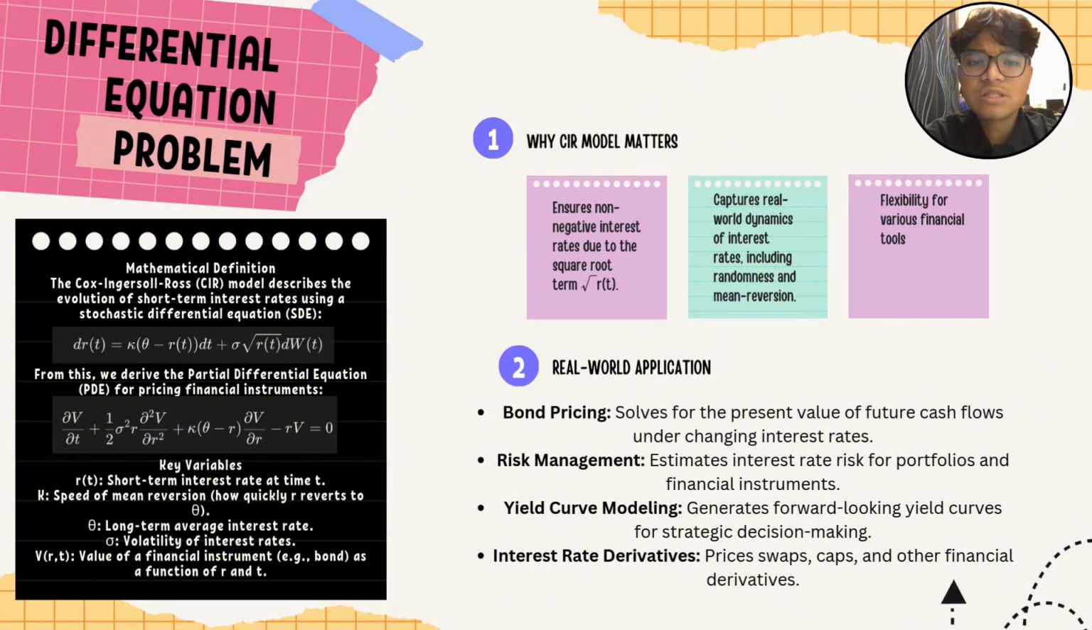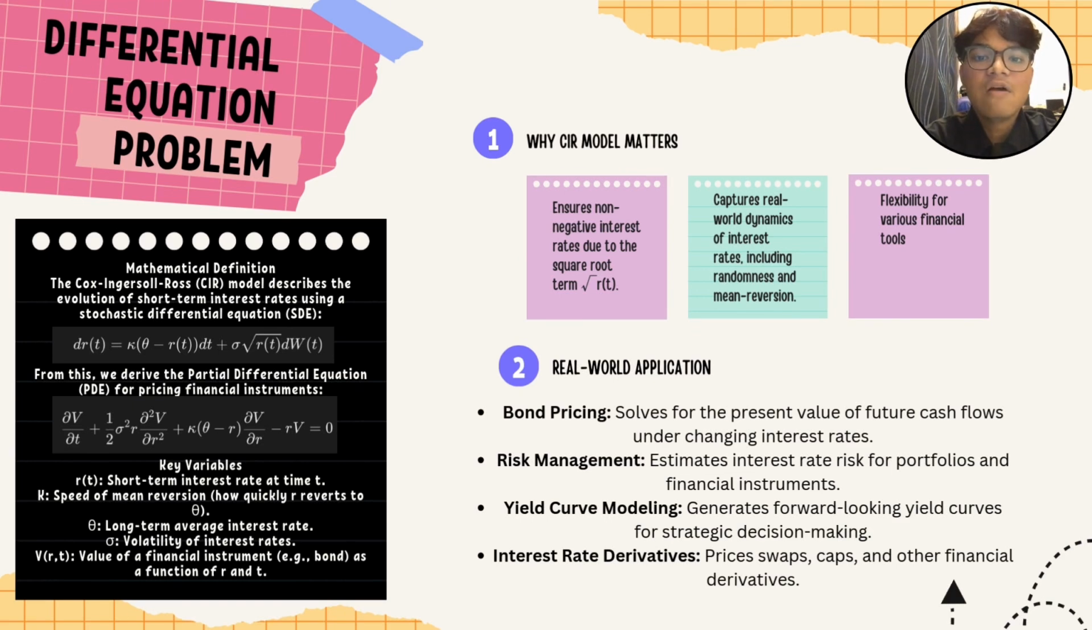So, why do we use the CIR model? The first one is non-negative interest rate. The square root term makes sure the interest rate cannot become negative, which aligns with real-world expectation. The second one is that it captures real-world behavior. Interest rates don't just wander aimlessly, they tend to revert to a long-term average. The CIR model reflects this mean reverting nature.